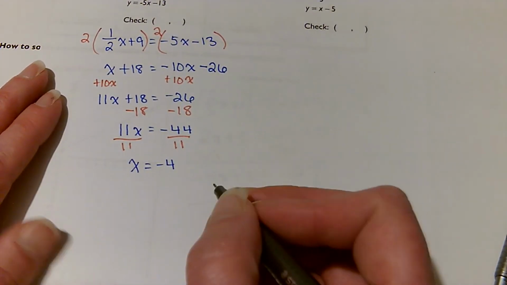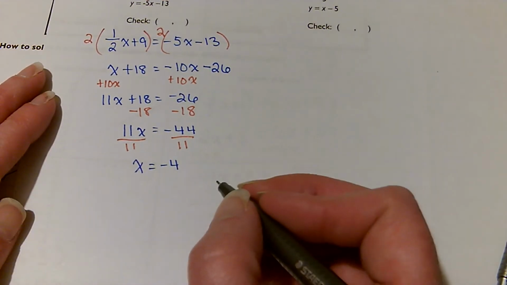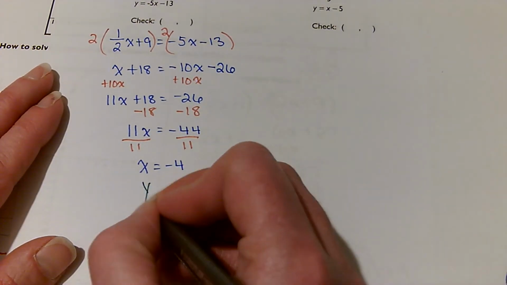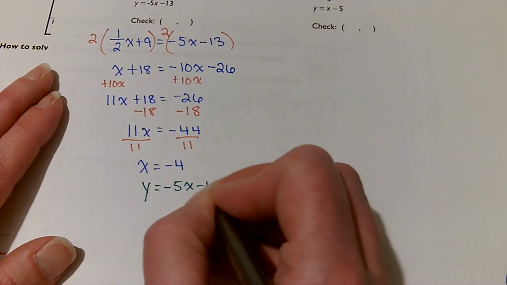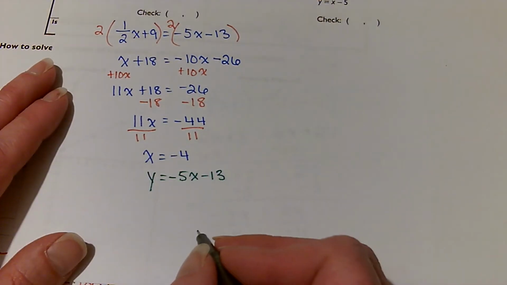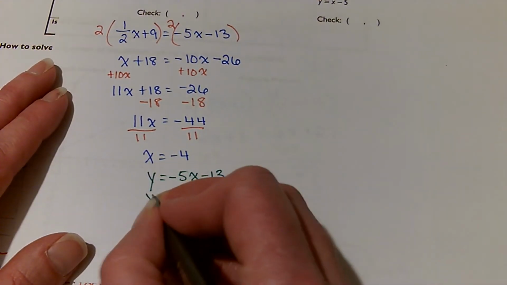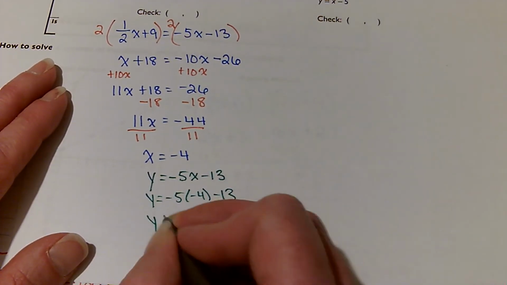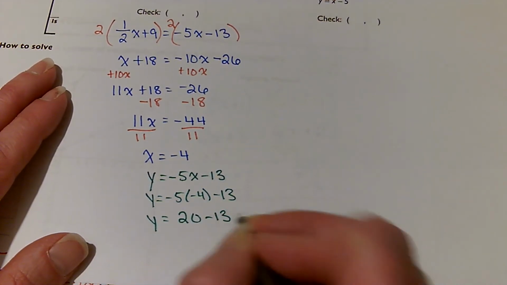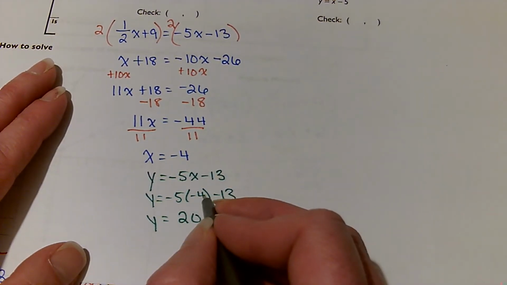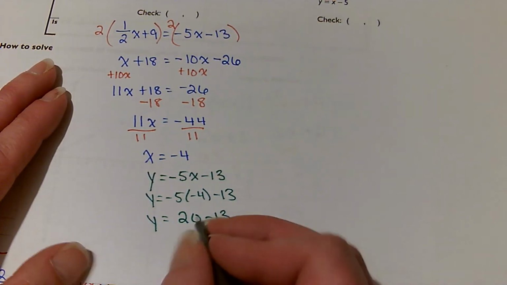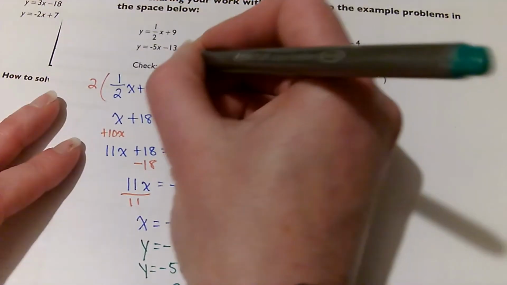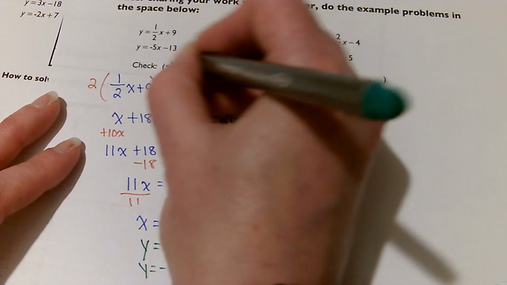Now remember, just finding that one x value doesn't answer my whole problem. I need to plug it back into either one of these equations. I'm going to do the second one to find the y value. Now I should be able to plug it back into either one and get the same y value. It should work on either equation. So negative 5 times negative 4 is positive 20, and 20 minus 13 is 7. So we should get negative 4, 7.